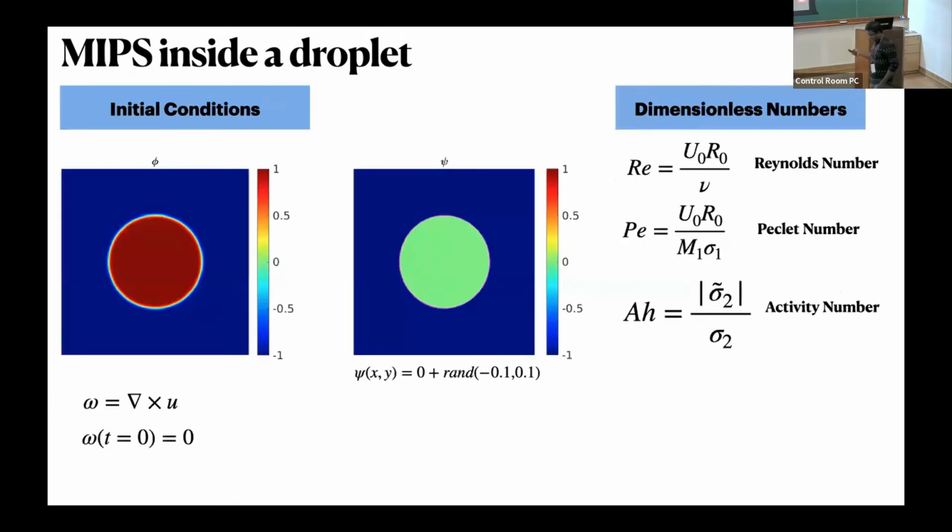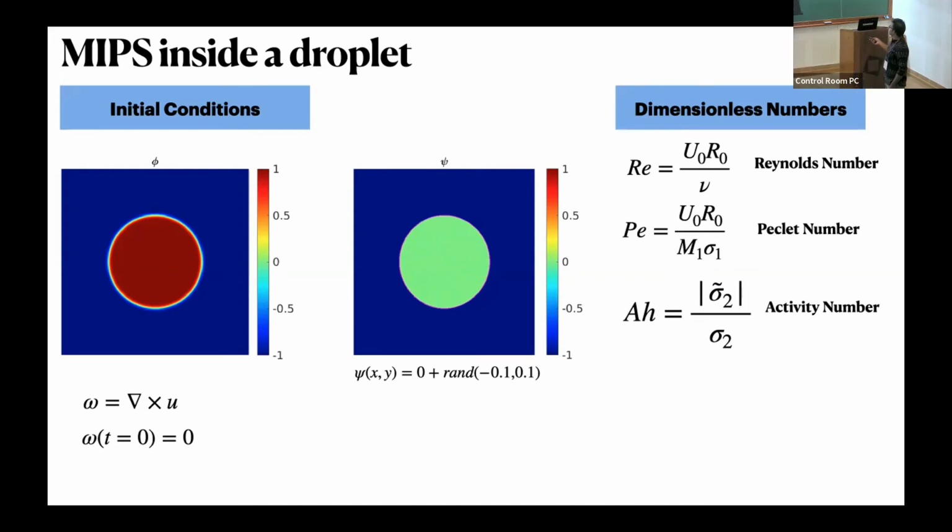And for this problem, MIPS inside a droplet, we take this initial condition for phi. It's a circle, with +1 inside and -1 outside. For psi, it's -1 outside, but inside the droplet we start from a random perturbation around the homogeneous state, +1, with 0.1 as the magnitude of that perturbation. Initially we take the vorticity field to be 0.